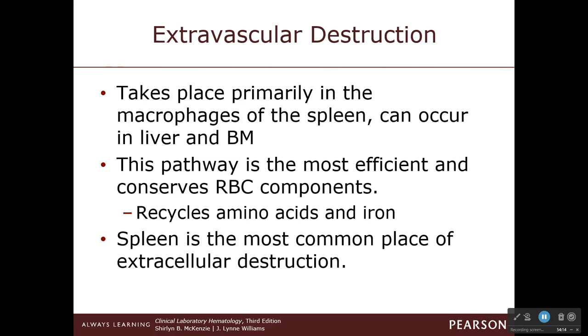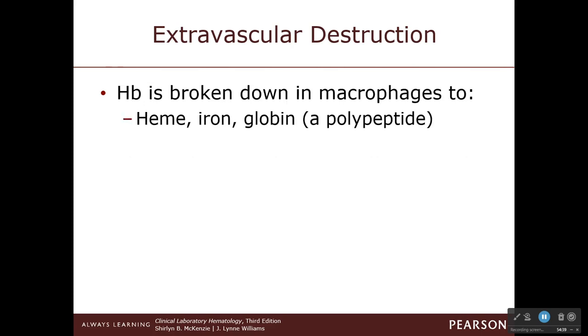Always. When we do it this way, we're able to recycle the amino acids from the globin chains, and we're also able to recycle the iron. The only thing that's really ever going to be broken down once we try to destroy hemoglobin is the heme molecule. The other ones are broken down, but they're saved. So, heme is broken down by the macrophages. Heme, iron, and globin.